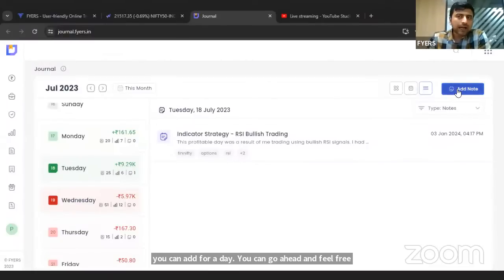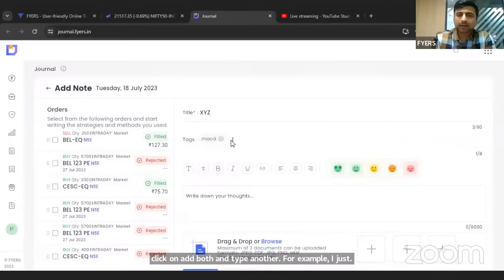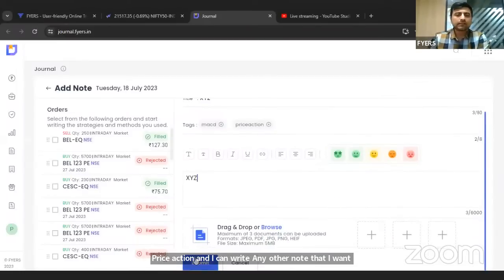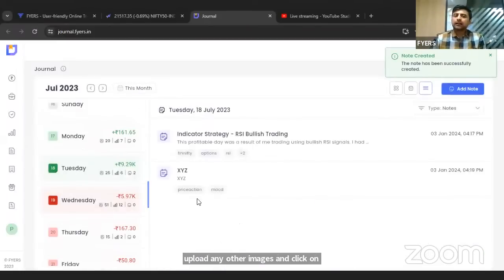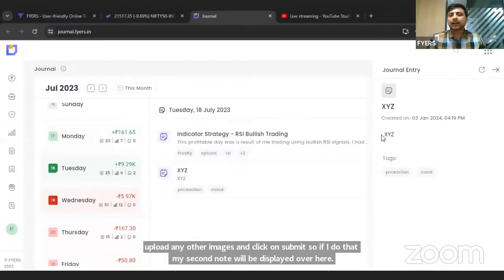For example, if you want to write another note, you can click on add note and type another note. I'll just put XYZ here, with tags such as MACD indicator and price action. I can write any other note that I want, upload any other images and click on submit. Then my second note will be displayed over here. And if I don't tag it to any particular trade, it won't be tagged to any particular trade.